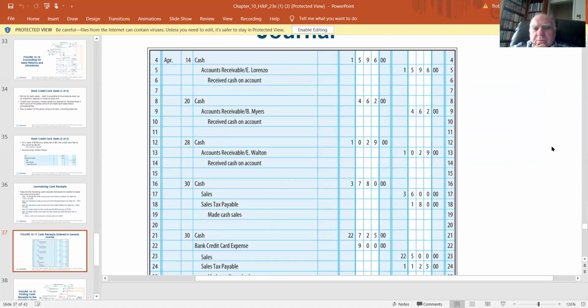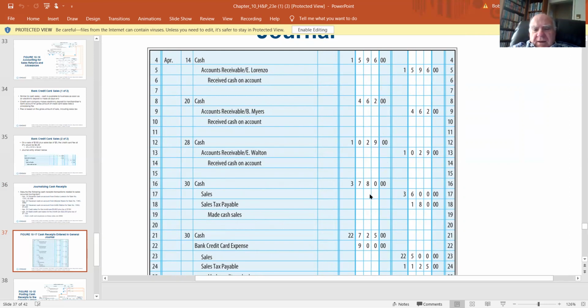Okay, keep in mind what we're looking at now is the collection of cash. We sold something for $15.96 to Lorenzo, and there was no sales tax involved, and he just paid us. Same thing with Brenda Meyer and Edith Walton. It's a simple matter of just debiting cash, crediting accounts receivable, and we're done with them.